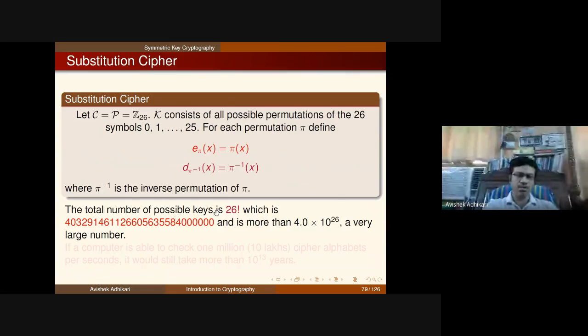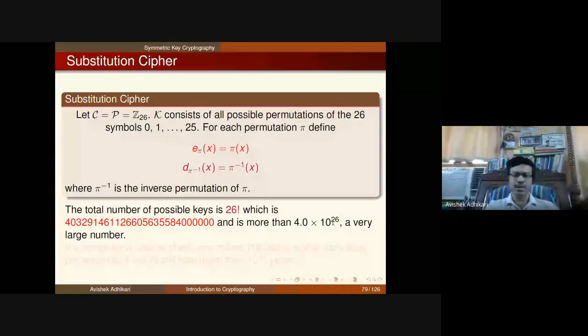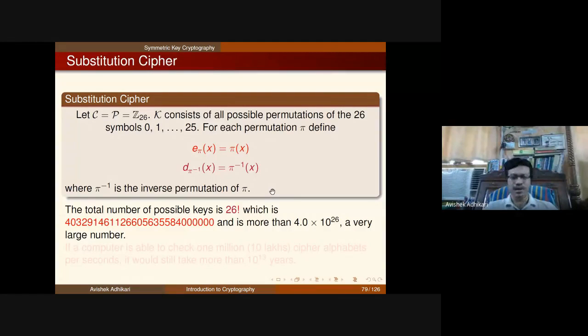So 26 factorial is nothing but this value, and this is quite big, more than 4 into 10 to the power 26, so it's a huge number. You cannot try all these options by hand, so you need to do some programming which will help you to get the information.